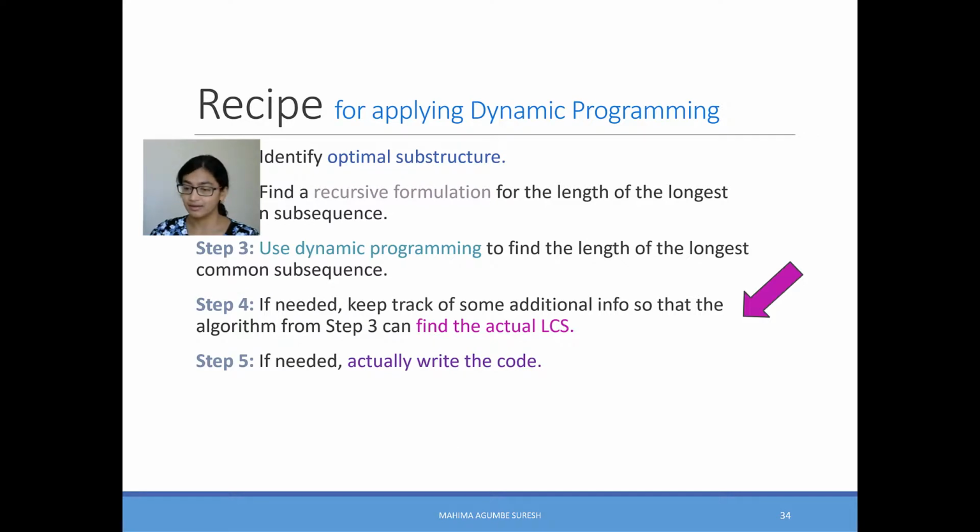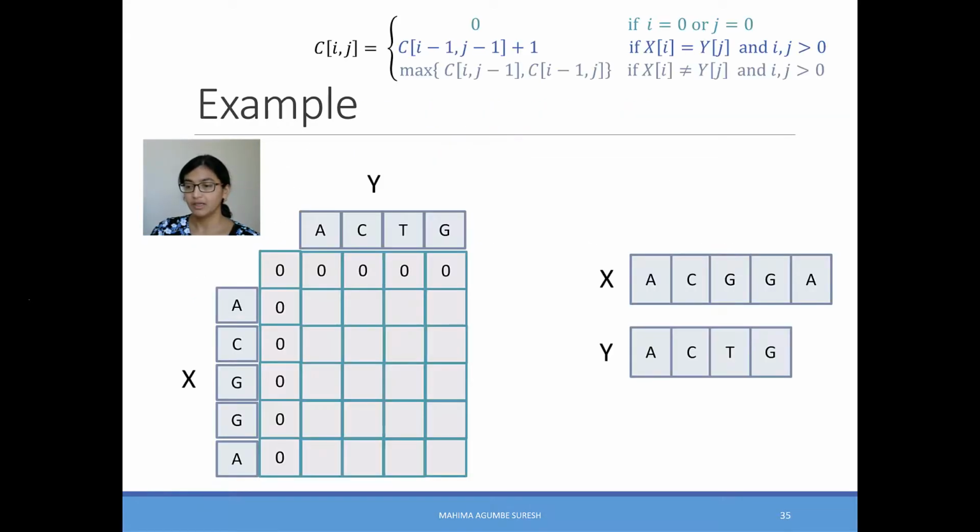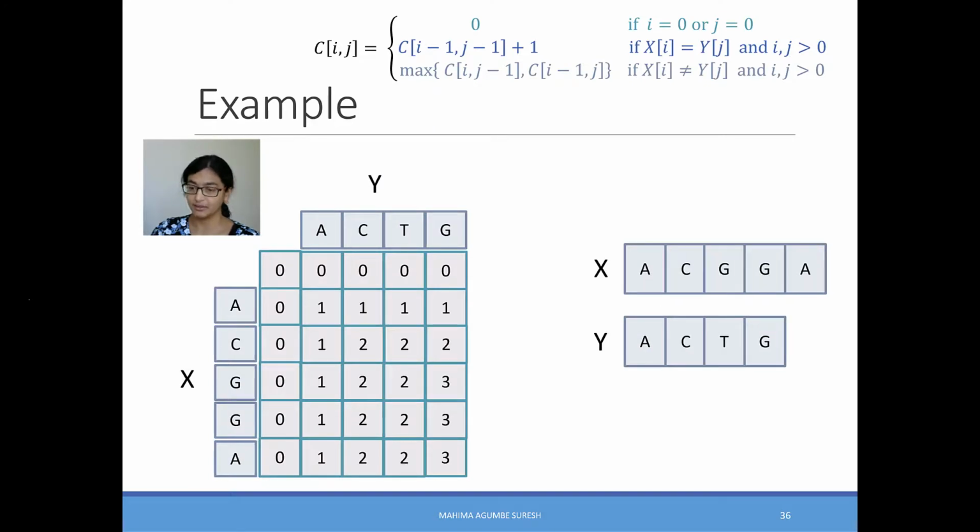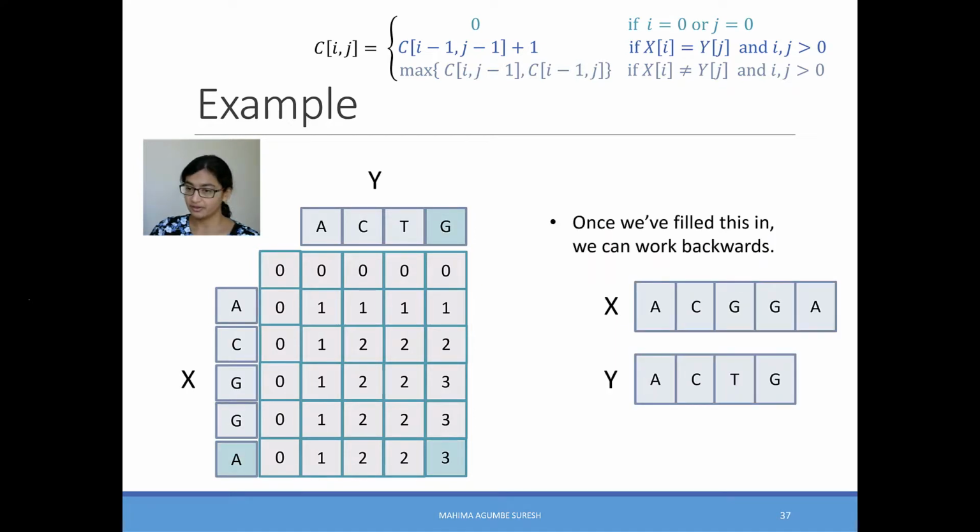This is written as if needed, because in some cases you may only be required to output just the length of the longest common subsequence, and you don't actually need to output what the longest common subsequence is. So if required, we would do this step. To do this step, first we would construct the table, and then we would need to figure out how we got these entries in the table, and we work backwards and construct the longest common subsequence. So start from the final entry, work backwards.